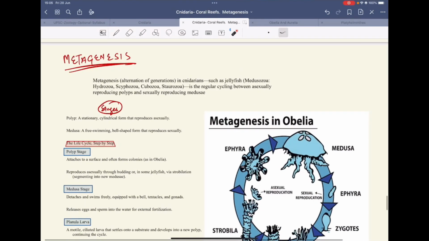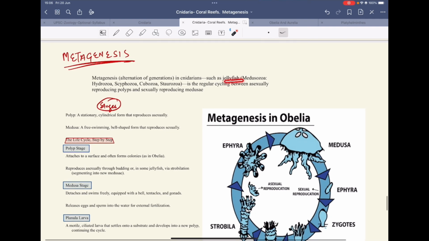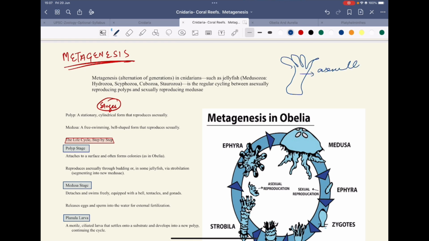Let's now discuss the topic of metagenesis. Metagenesis in cnidarians such as jellyfish, which include the Medusozoa, Hydrozoa, Scyphozoa, Cubozoa, Staurozoa, is the regular cycling between the asexually reproducing polyp and sexually reproducing medusa. So the polyp form, which is the vase-like form, develops asexually, for example, by budding.